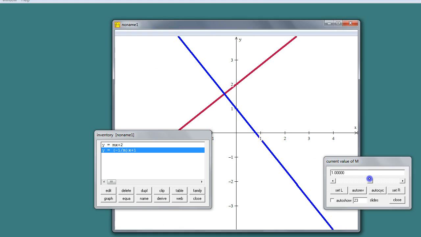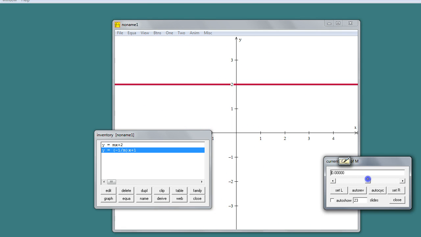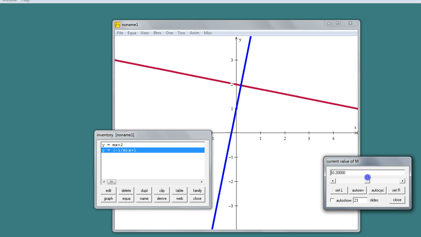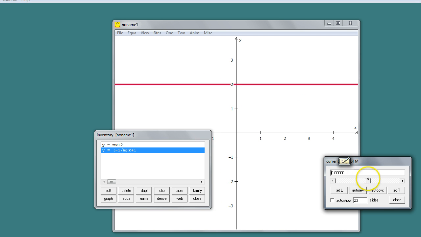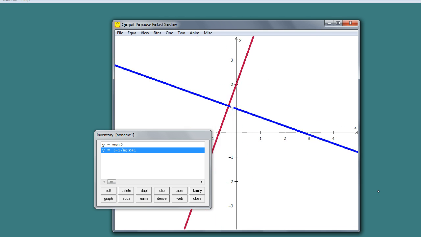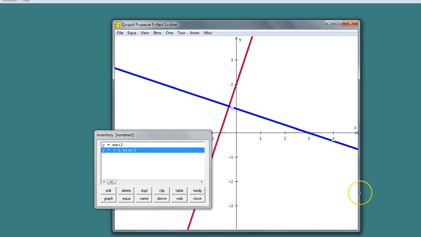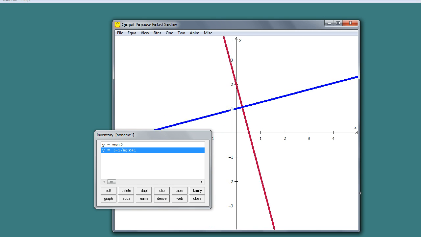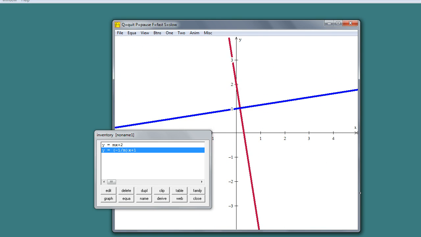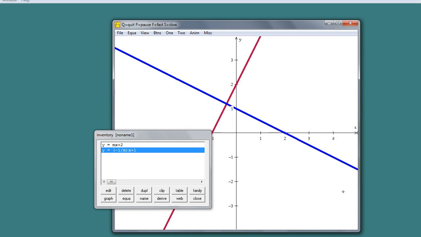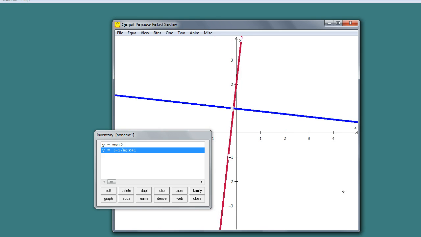As you can see, it jumps right there. If I make one of them horizontal, the other line goes away because the slope of a vertical line is undefined. Anyway, I can actually make it automatic. Click this, and then it'll just go. If I do this, it goes back and forth. Does that make sense?